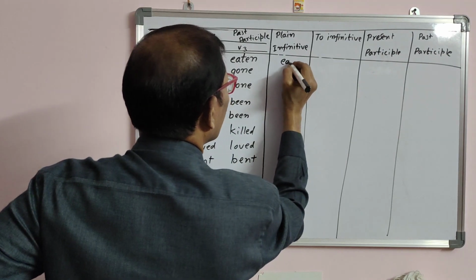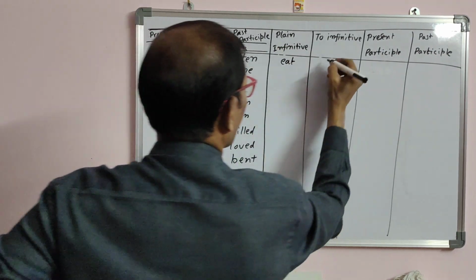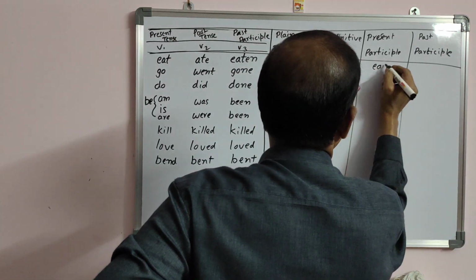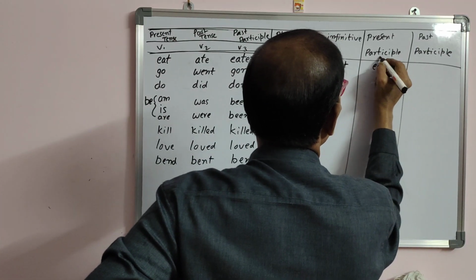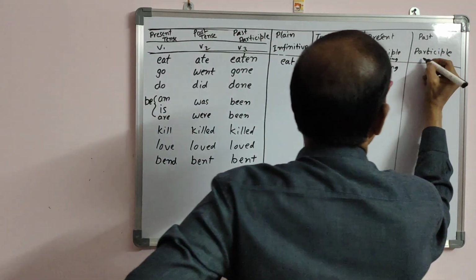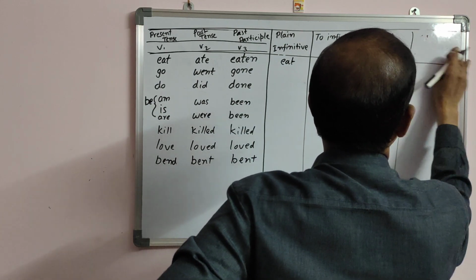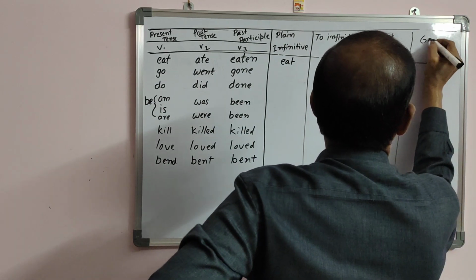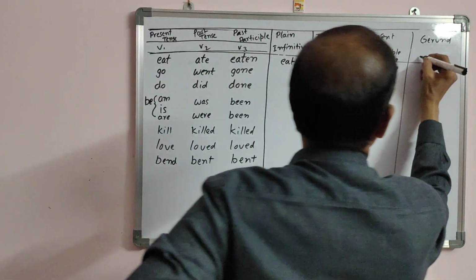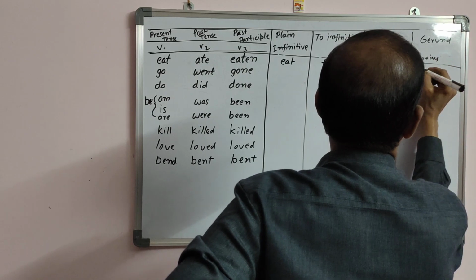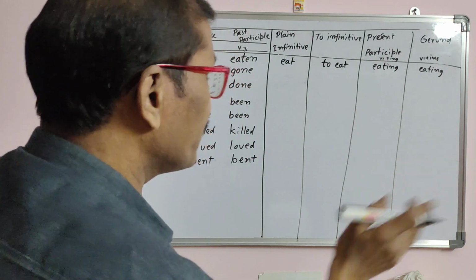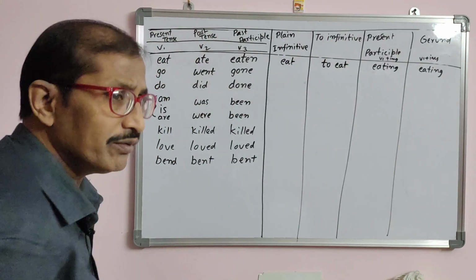Plain infinitive is eat, for example, eat. To eat is to infinitive. Present participle is eating, I mean V1 plus ing. Past participle, sorry, it's not past participle, I went wrong here. Gerund, it is gerund. Gerund also V1 plus ing. Eating. Both look alike, but the function is different. I am not going to talk about them anymore.